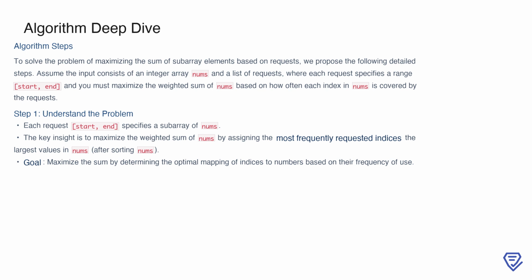To solve the problem of maximizing the sum of subarray elements based on given requests, we need a clear strategy. Each request specifies a range within the array, and the goal is to maximize the weighted sum of the array elements. The key insight here is that the most frequently requested indices should be assigned the largest values in the array after sorting. By doing so, we ensure that the highest weights are given to the most important indices, maximizing the total sum. So, the challenge boils down to determining how often each index is covered by the requests and then mapping the values in the array to these frequencies in an optimal way.